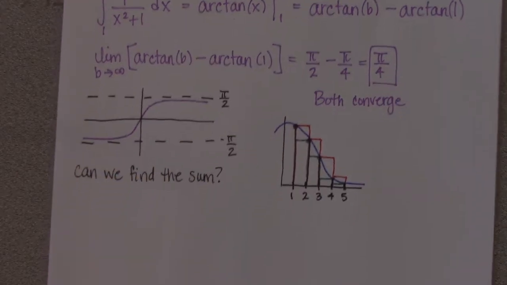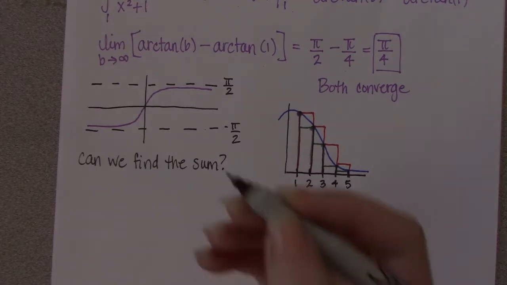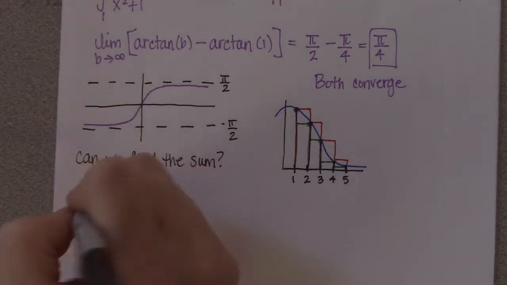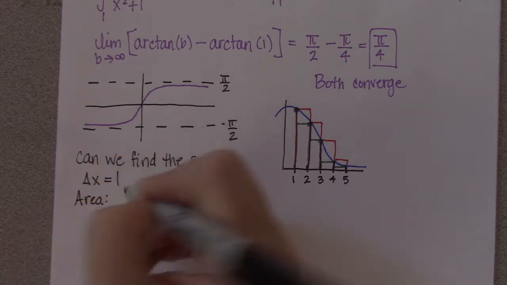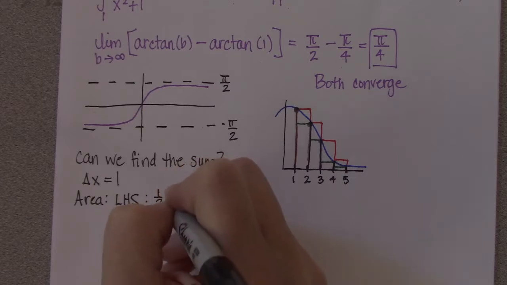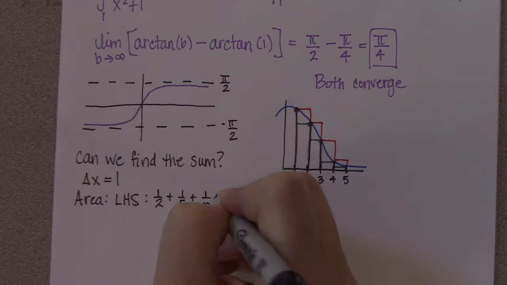It sort of sucks, because when we first show you series, we show you series where we get a nice answer. Then you get to a point where you can't really get the answer. You just know the answer exists. We could do some fancy, sophisticated math and maybe get there, but that's beyond this class. But can we find the sum? If we let delta x be 1 and look at the area under the curve, the left-hand sum is summing 1/2, 1/5, 1/10.